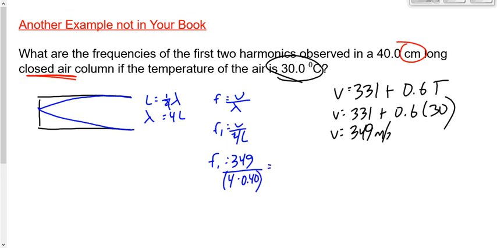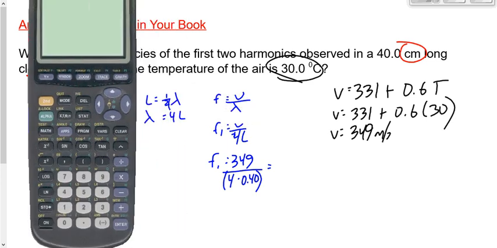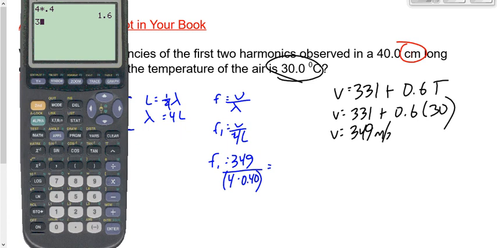Let's do this one together. Remember what our rule of thumb usually is when we're doing problems like this with a calculation on the bottom? Do that one first. 4 times 0.4 gives me a value of 1.6. 349 divided by that gives me a value of 218.125.